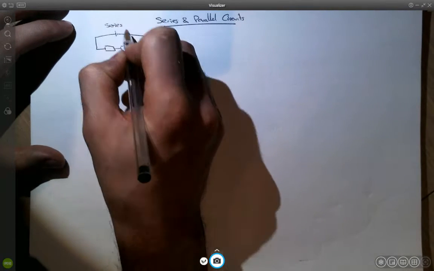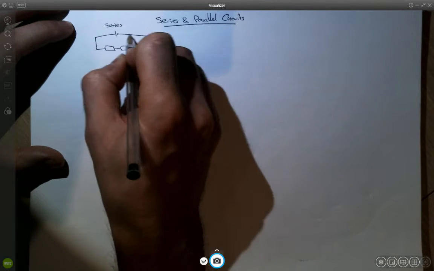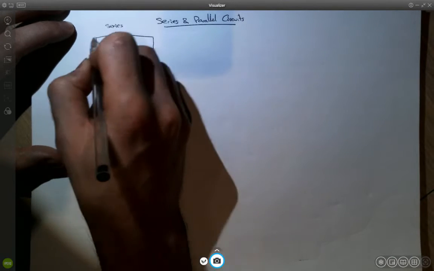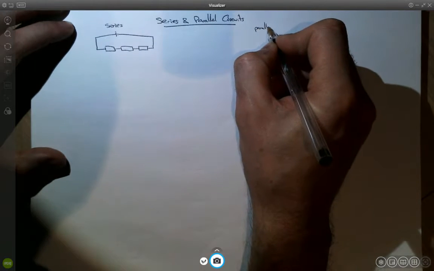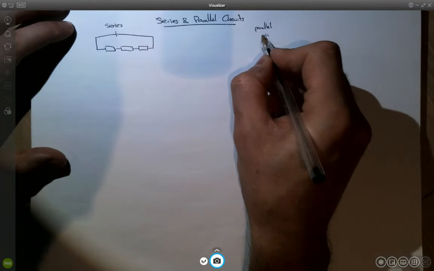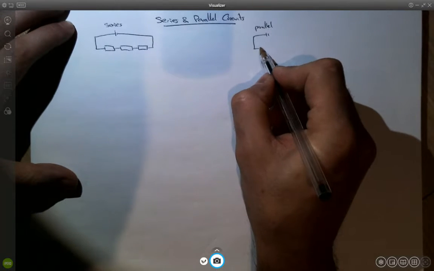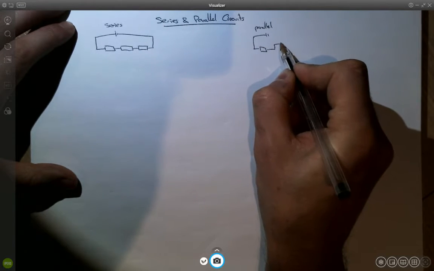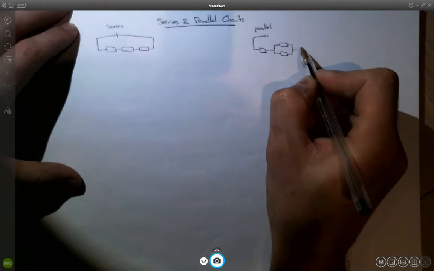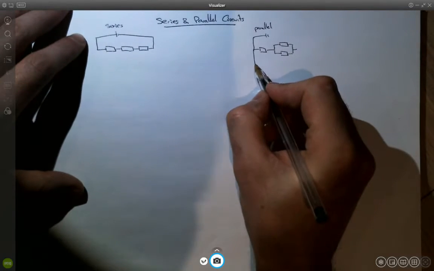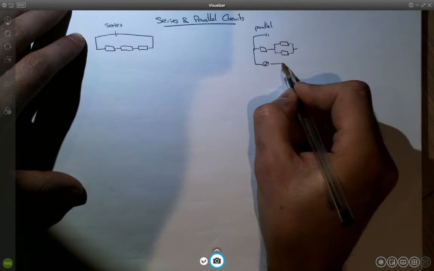So a series circuit has more than one component in the same loop, and there's only one path for electricity to flow. In a parallel circuit, there are multiple paths for the current to flow. So this can be really easy, but I'll show you why students sometimes get a little bit confused.